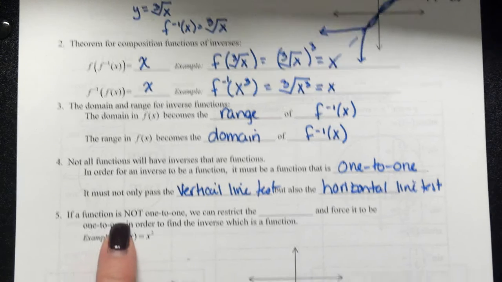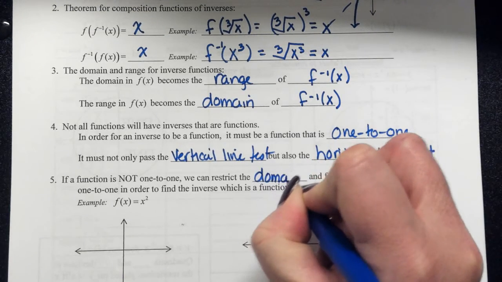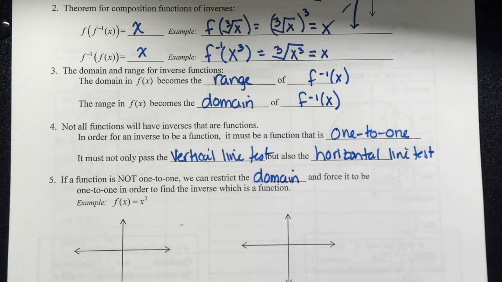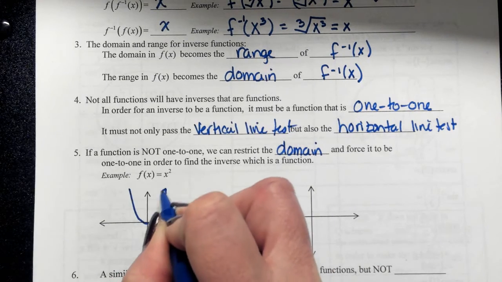So again, even if a function is not 1 to 1, we can restrict the domain and force it to be 1 to 1 in order to find the inverse. Perfect example is x squared. We all know what the graph of x squared looks like.